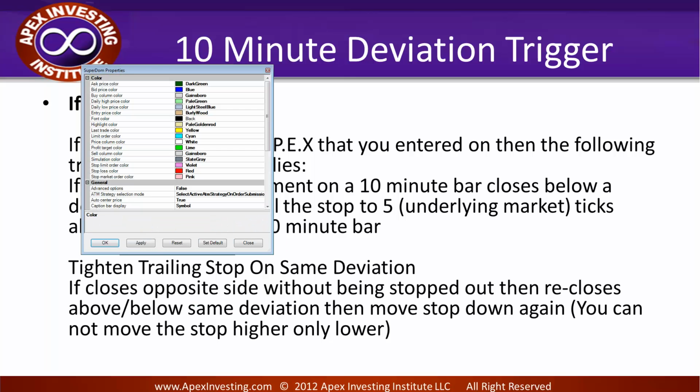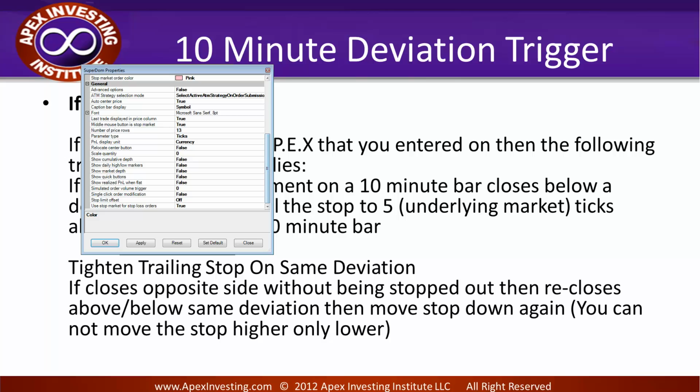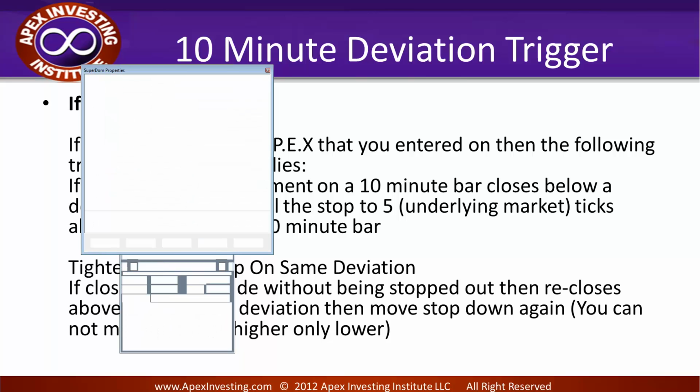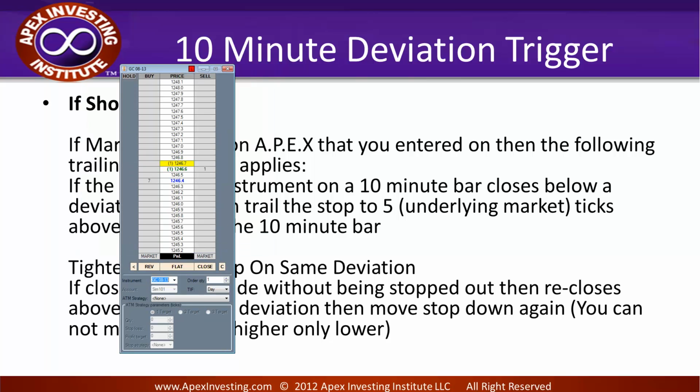So we can go to properties, we can make it deeper. I have mine pretty narrow on purpose right now for the trade room, but I can make this like 30 if I wanted to. I recommend you make it as big as your chart can take it. And let's see here, one second. There we go.